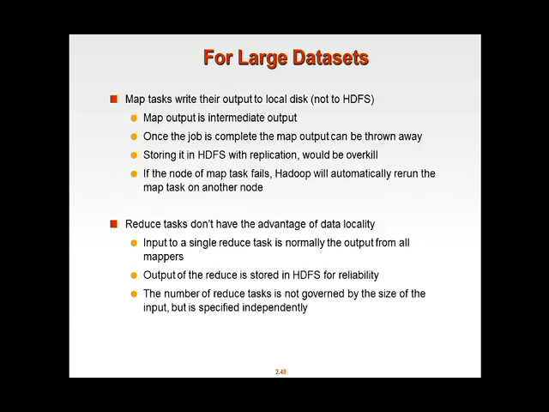The map tasks write the output to local disk, not to HDFS, and the reduce tasks don't have the advantage of data locality. The input to a single reduce task is normally the output from all the mappers, so the reduce task needs to fetch the relevant data from all the mapper outputs by HTTP. Finally, the output is stored in HDFS. The number of reduce tasks is not governed by the size of the input, but specified independently. I just try to emphasize the important things for you again.